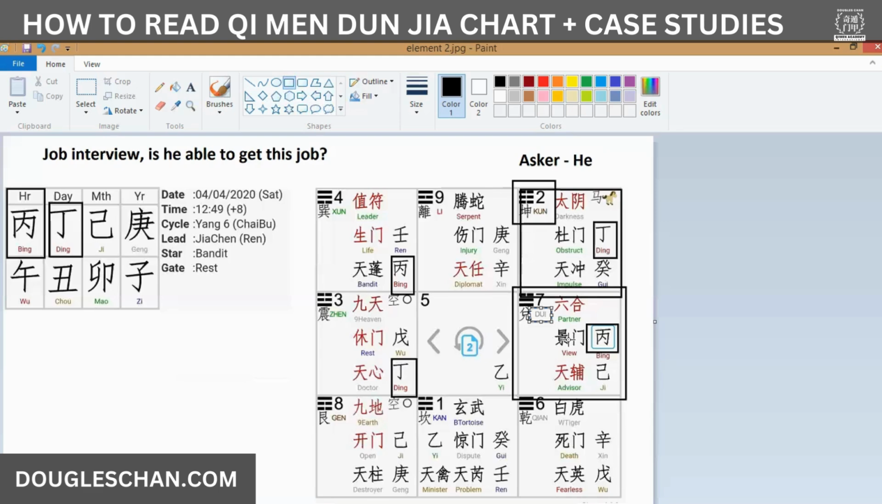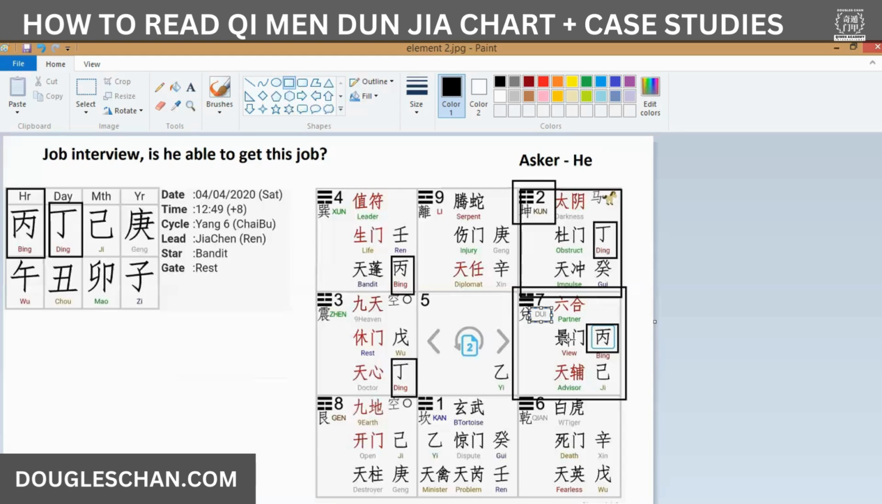So in this relationship, that means the asker is making an effort to go for the answer, to get the job. You see, so he will be making a great effort to get the job. It's not that the job is always coming to him. It's just that he has to make extra effort to get the job itself.